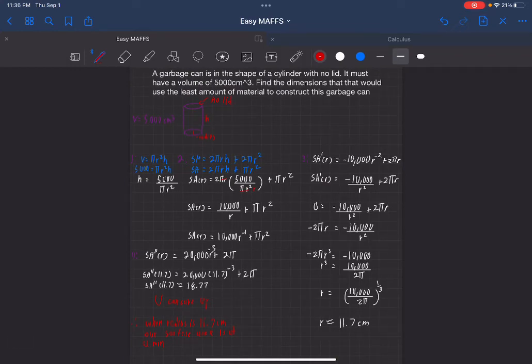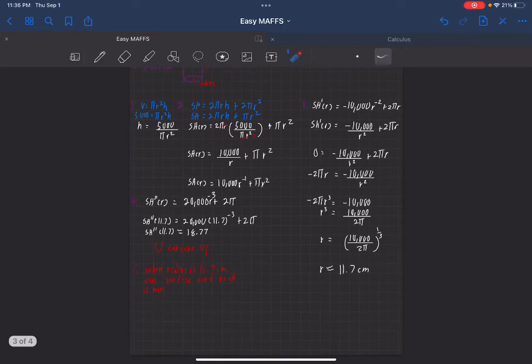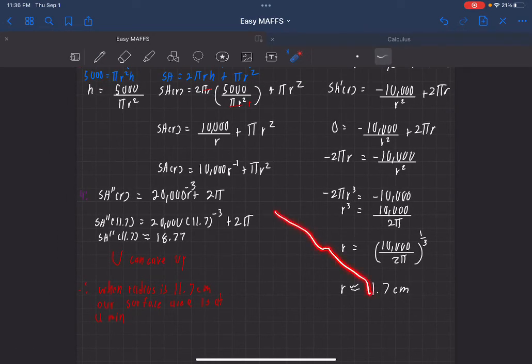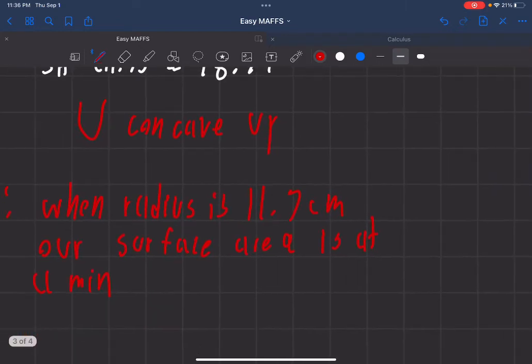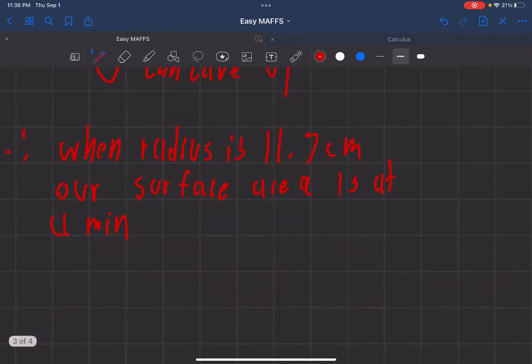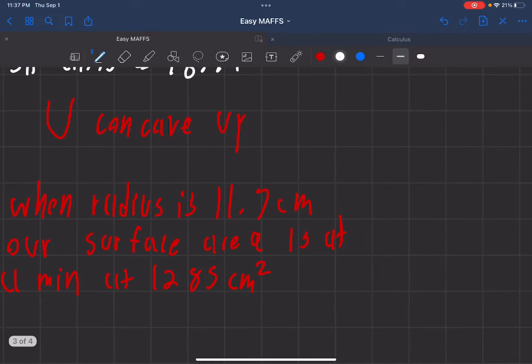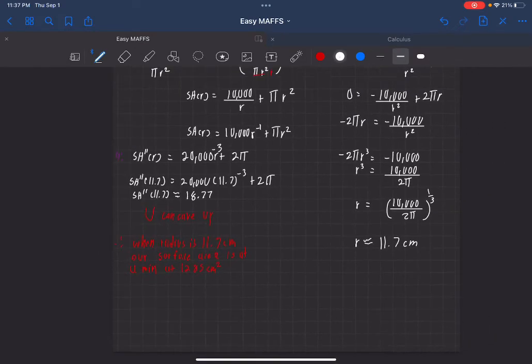And the question is not asking us what our surface area is, but for the fun of it, we can solve for our surface area. So how are we going to do that? Well, you just plug this 11.7 back into our surface area equation, either this one or this one, whatever you find easier. And if you put that into your calculator, you should get approximately 1,285 centimeters. So our surface area is at a min. So when our radius is 11.7 centimeters, our surface area is at a min at 1,285 centimeters squared. Again, the question is not asking us for the surface area. I just did that for fun.